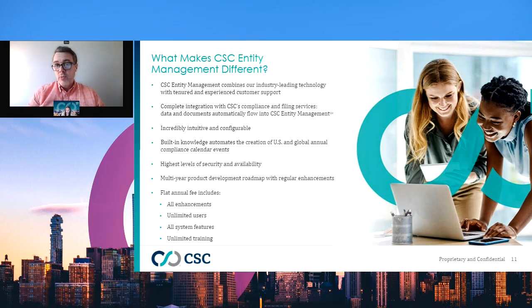And so we pride ourselves on building a platform that is easy, not only for power users that are in there day in, day out using it for everything that it's capable of doing, but also more casual users that might only log in every once in a while, and maybe they need to understand who the signers are for a particular company, or need to pull a document, or locate a tax ID, or figure out where a particular entity is registered to do business.